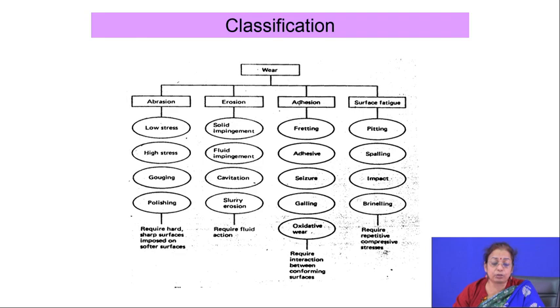So, if you quickly go through the kinetics of wear measurement, there are different ways by which the kinetics of wear may be measured. Like the pin on disc wear testing machine and the ball on disc wear testing machine. Different wear testing units are available where the component is used as a pin, or sometimes as a disc, and there is a relative motion between the two surfaces.